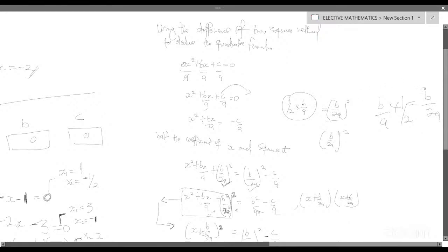When we are squaring, it means we are squaring the whole thing like this. So this is what we are going to get, b over 2a all squared. That is what we had over here. Remember, when we get the square, we add it to the left-hand side and we add it to the right-hand side to balance everything.